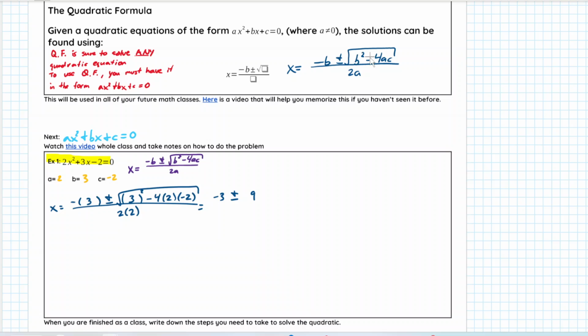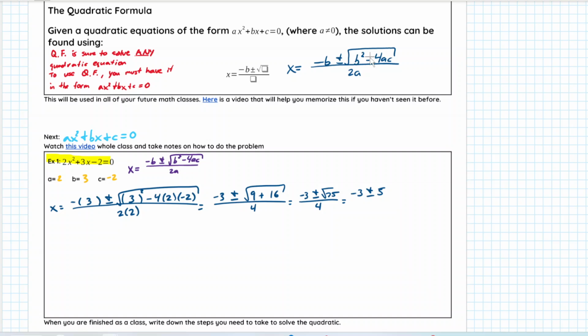3 squared is 9, minus, and I like doing this all in one, so 4 times 2 times 2. 4 times 2 is 8. 8 times 2 is 16. But because we had two negatives there, it's going to be plus, square root, all over 2 times 2, which is 4. And we keep going. Negative 3 plus or minus the square root of 25 over 4. Negative 3 plus or minus the square root of 25, which is 5, over 4.